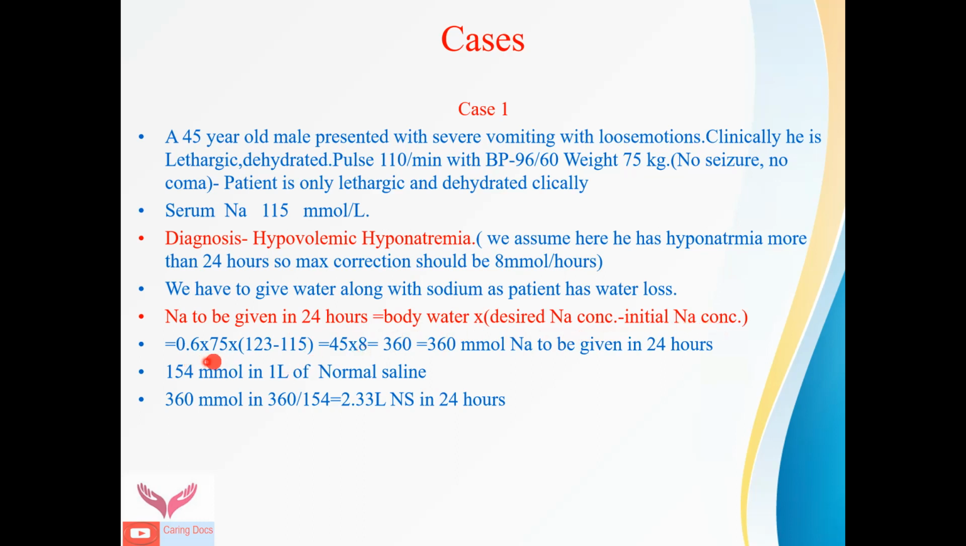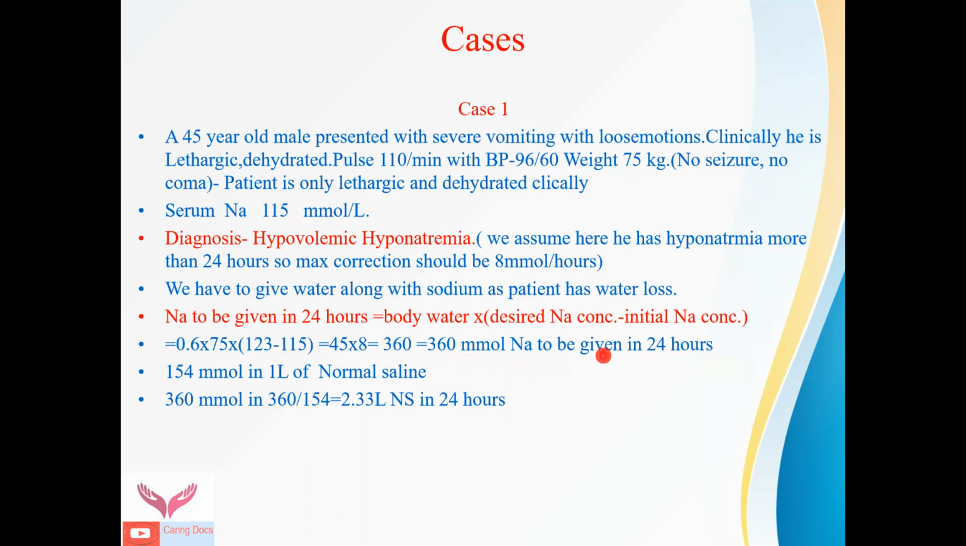For men, we multiply the weight with 0.6. Desired sodium concentration here will be, he has 115, we will add 8, it is 123. 123 minus 115, it comes to be 45 into 8, 360 millimoles of sodium is to be given in 24 hours.